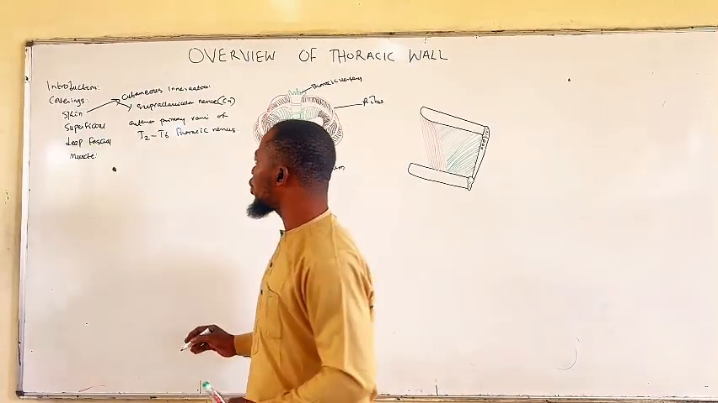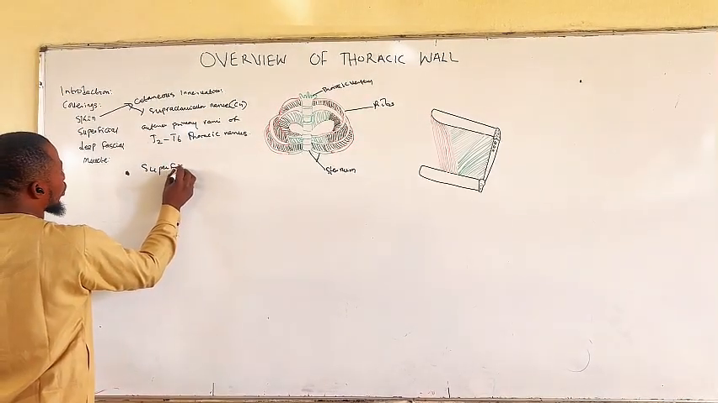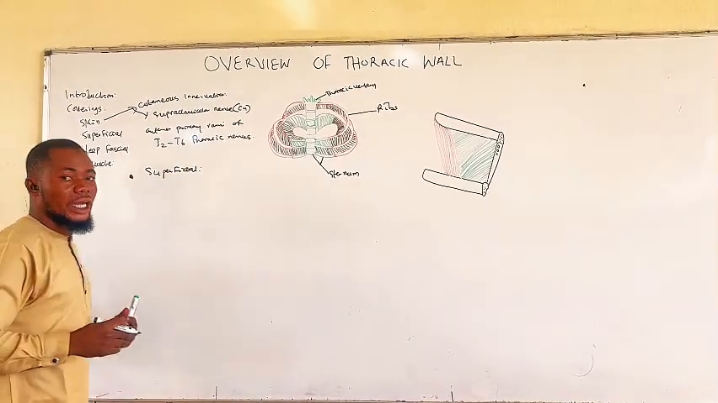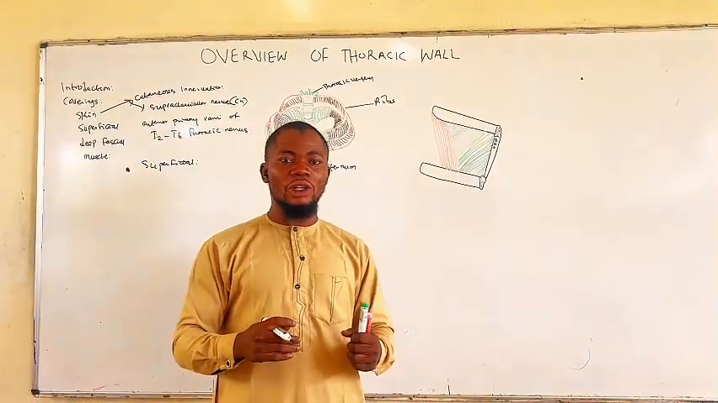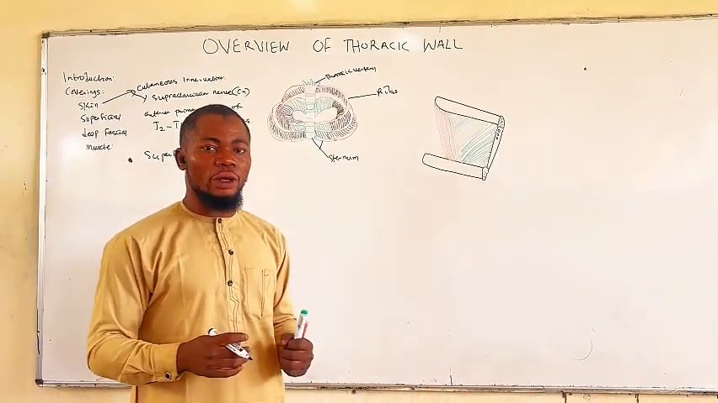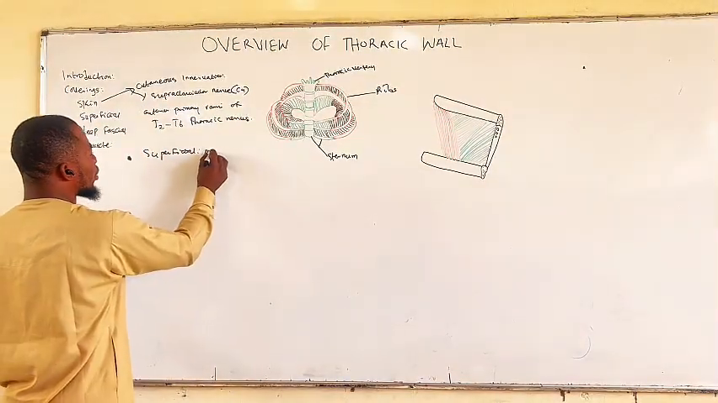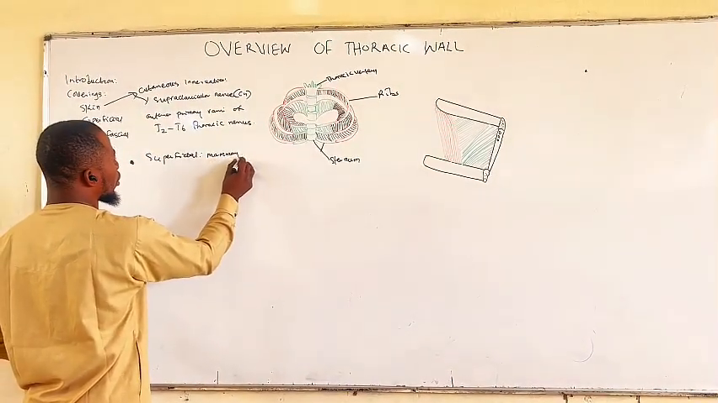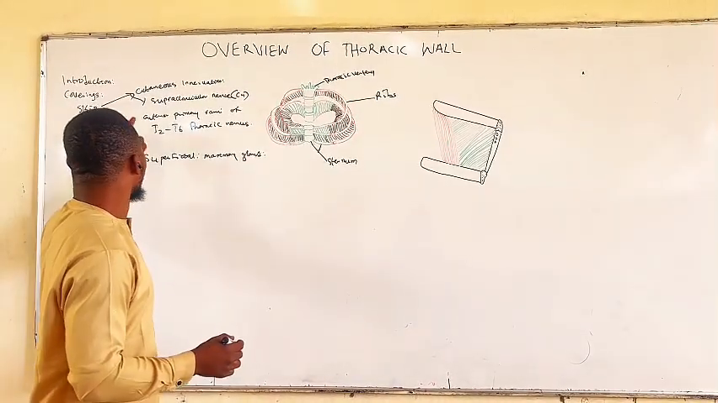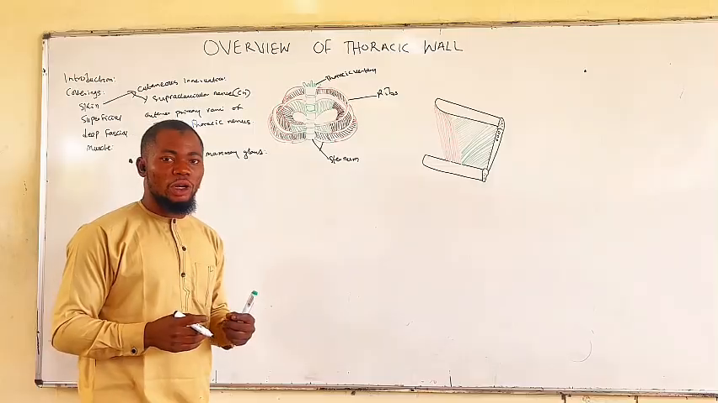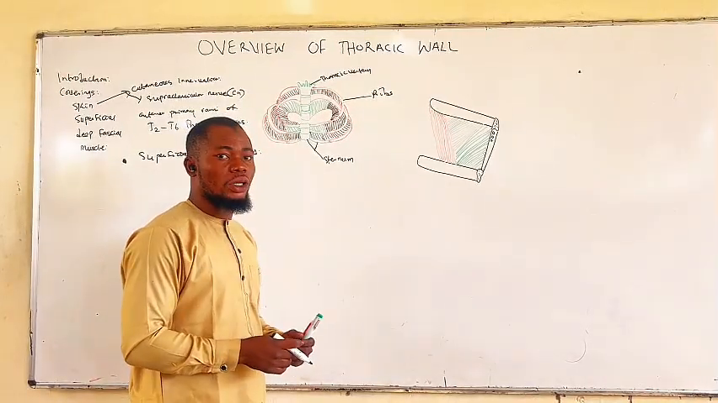Now, the superficial fascia. The superficial fascia is very thick at the posterior region so that it can withstand the pressure while lying in the supine position. And one of the important contents of this superficial fascia is the mammary gland. Mammary gland is one of the important organs that is located in the superficial fascia of the thoracic wall.